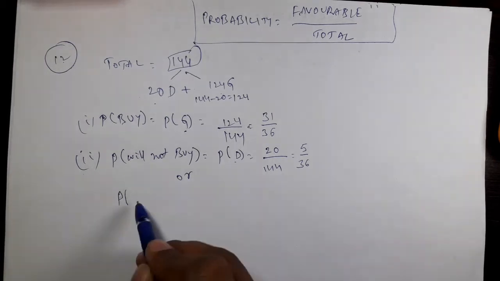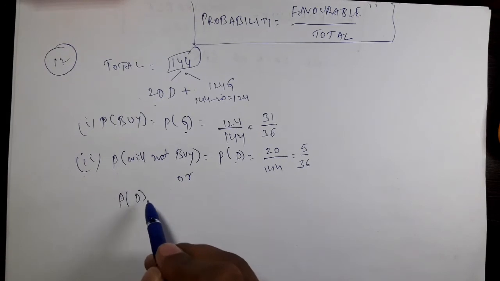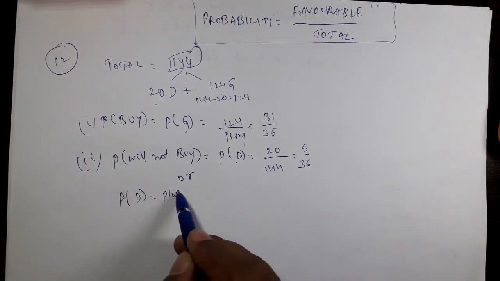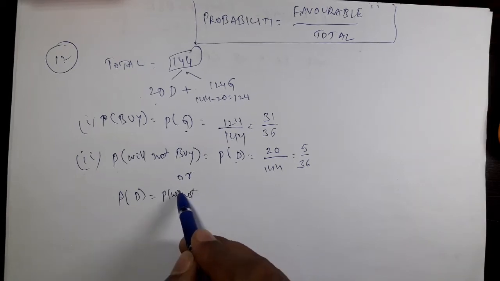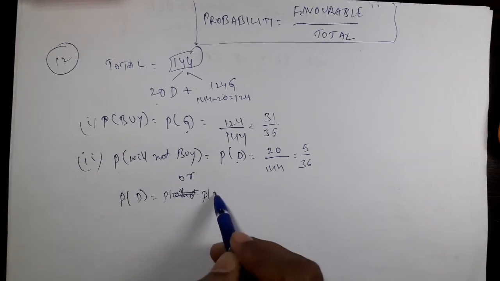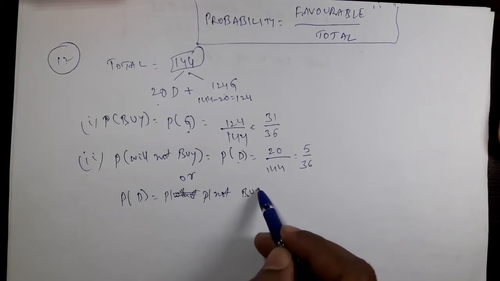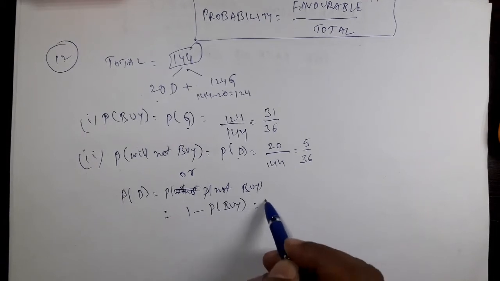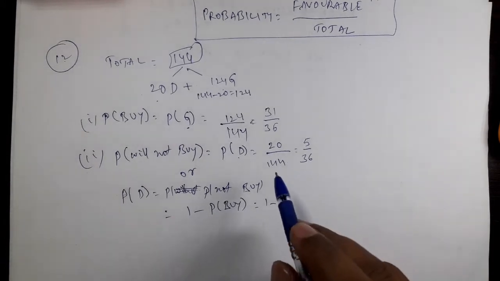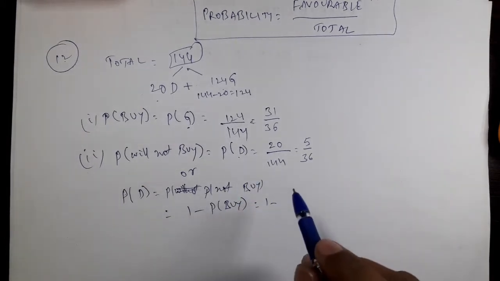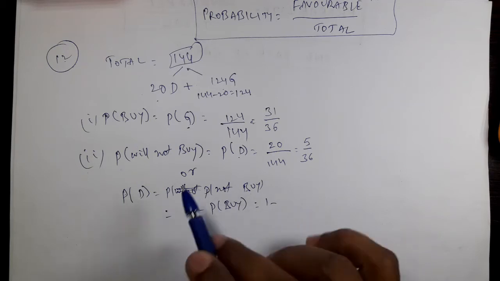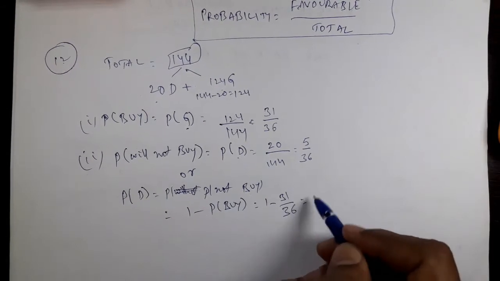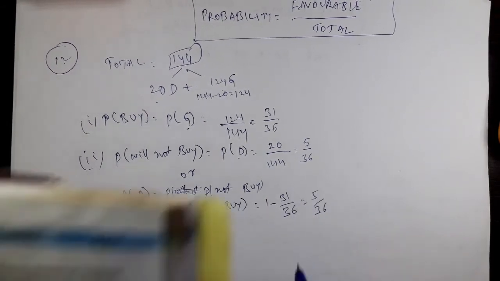Of course, this question can be answered in another way also. The probability of defective, or will not buy, is the same as 1 minus the probability for buying. That is 1 minus, because P of E plus P of E bar is equal to 1, as we know, where E and E bar are complementary events of each other. We have found out already, 1 minus 31 by 36, right? So this is also 5 by 36. This way also we can solve the question, right?